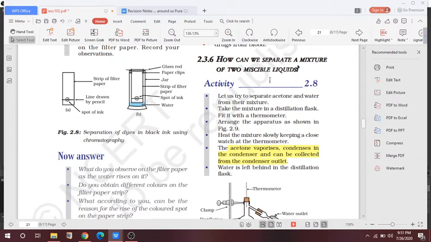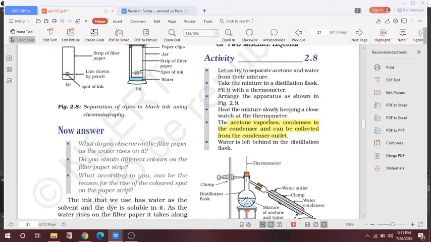The next technique is how we can separate a mixture of two miscible liquids. For example, you can take two miscible liquids, acetone and water. So let's discuss that also. In this process, we take the mixture in the distillation flask and fit it with a thermometer. This is a very important process, students. Please listen to it carefully and study it thoroughly.